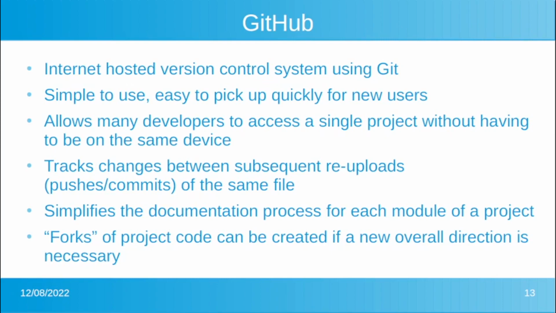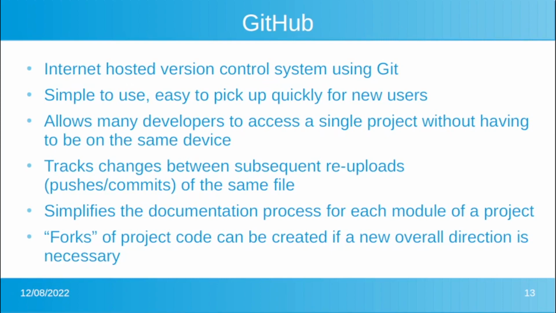For our version control system, we used GitHub. GitHub is an internet-hosted version of the popular version control system Git. It is simple to use and easy to pick up quickly for new users. It allows many developers to access a single project without having to be on the same device or transfer files between them multiple times. GitHub can track changes between subsequent re-uploads, also known as pushes or commits, of the same file, in order for developers to quickly check what has been changed since the last time they have worked on the file, as well as to revert to a previous version if necessary.